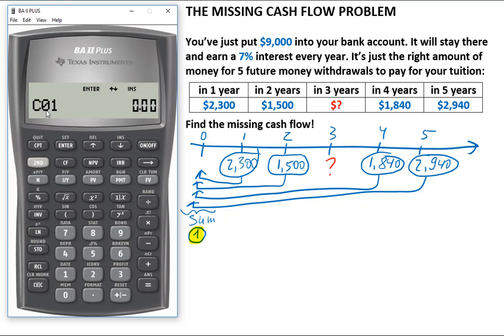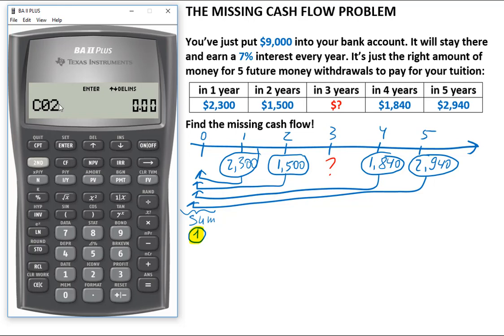The display shows CO1 equals $0. We want to change it to $2,300 because CO1 means the first cash flow in the future. You press 2,300, enter, down. FO1 equals 1. F means frequency of the first cash flow in the future, which is $2,300. What is its frequency? It means how many times do we have it consecutively? Only once, so we leave the frequency at 1. You press the down arrow key again.